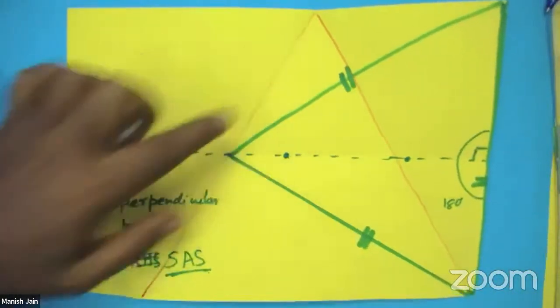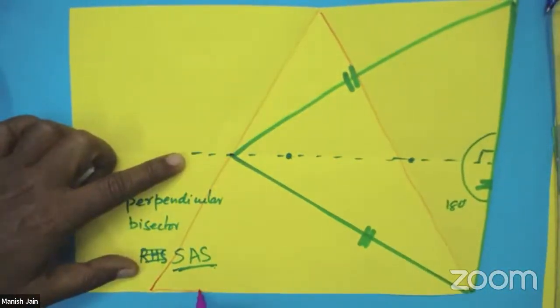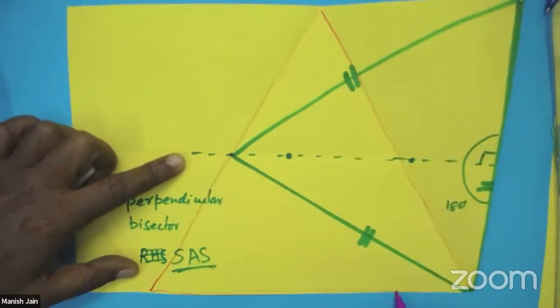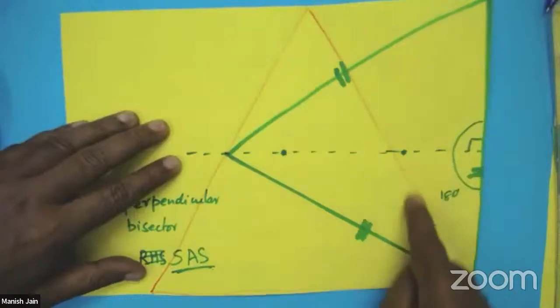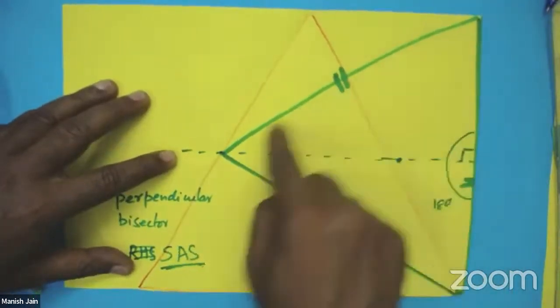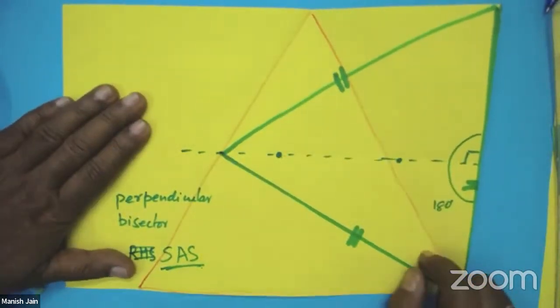Okay, this triangle that you are seeing now is the bigger one. So this red triangle is bigger than the green triangle, but they are both equilateral.